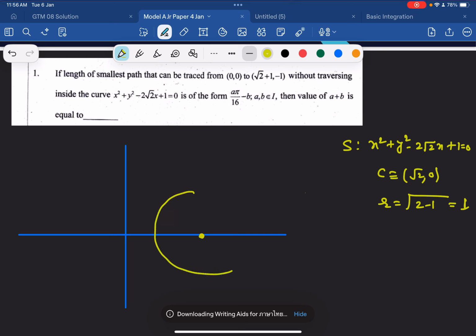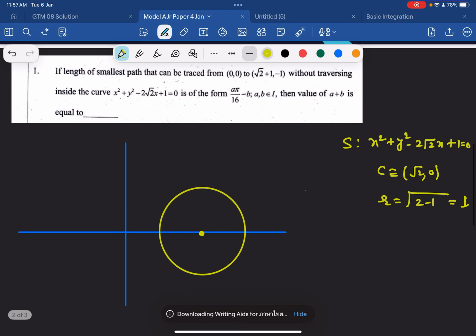So we can expect this kind of circle. This is the circle which we are going to get. Now let us try to locate the points. The first point is very easy. This is the origin. And this point we already know, that is root 2 comma 0.